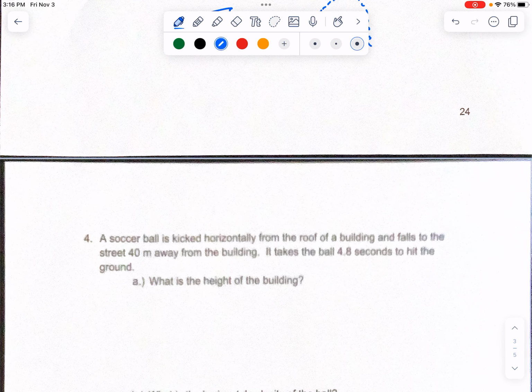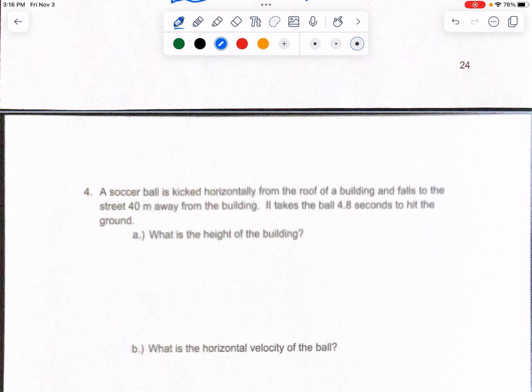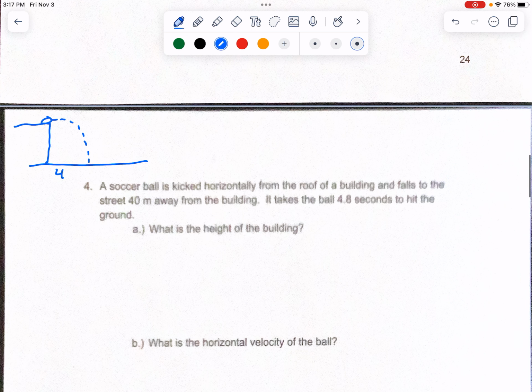Next problem, a soccer ball is kicked horizontally from the roof of a building and falls to the street 40 meters away from the building. So we're back to a type 1. Okay, so let me redraw that. So if a soccer ball is kicked horizontally, it lands 40 meters away from the building, so that 40 meters is my horizontal distance. It takes 4.8 seconds to hit the ground.